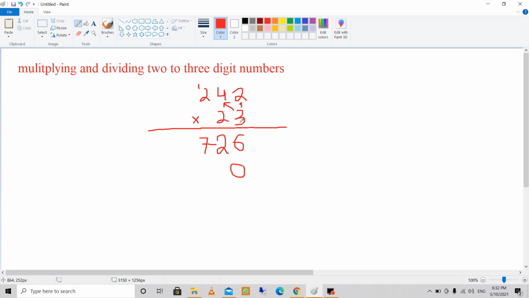To multiply the next number, we have to put a 0 first over here, because initially we multiplied the units, and now we are multiplying the tens, so we have to put a 0 over here first. The next thing we have to do is multiply this 2 with the first number. 2 2s are 4, then 2 4s are 8, and then 2 2s are 4, this one.